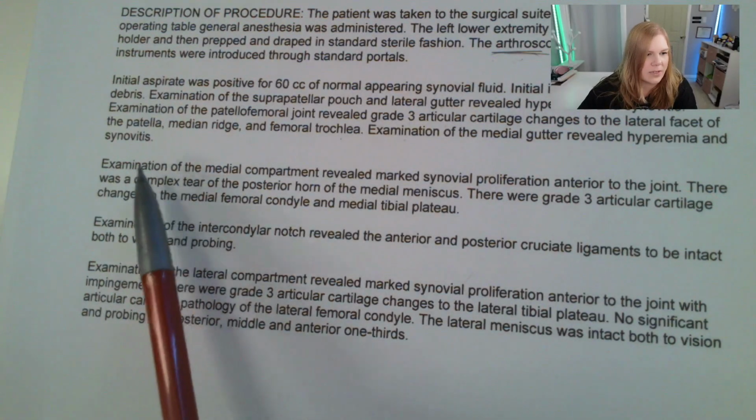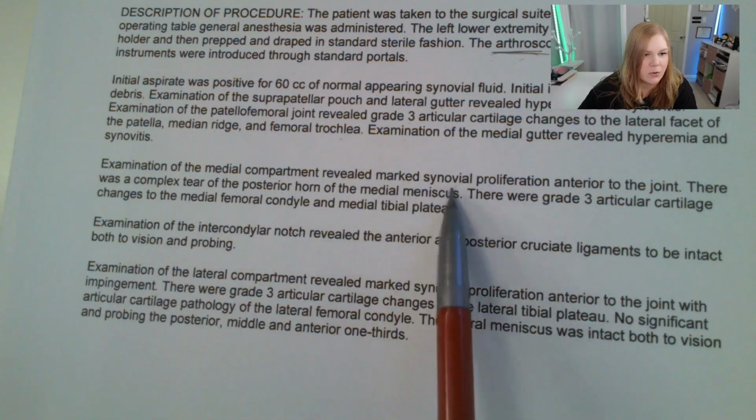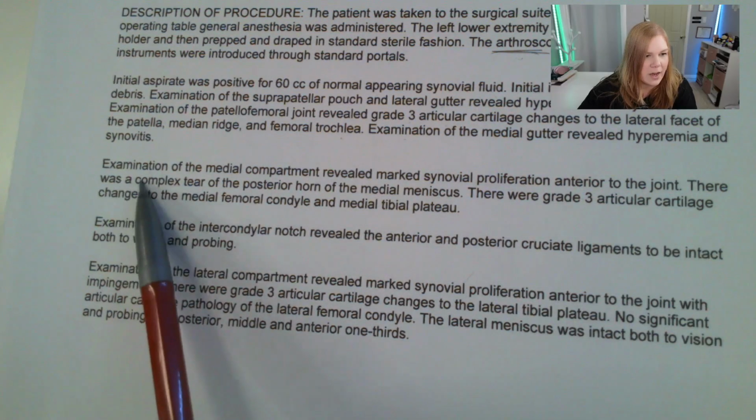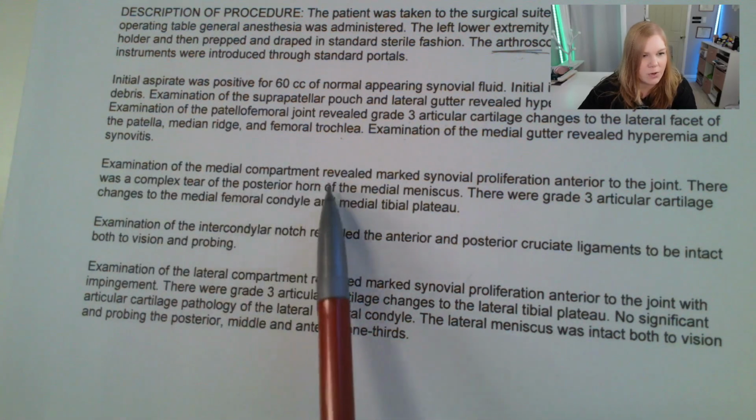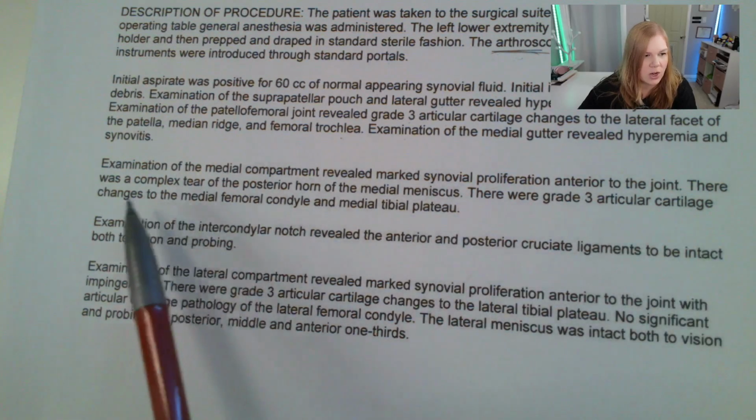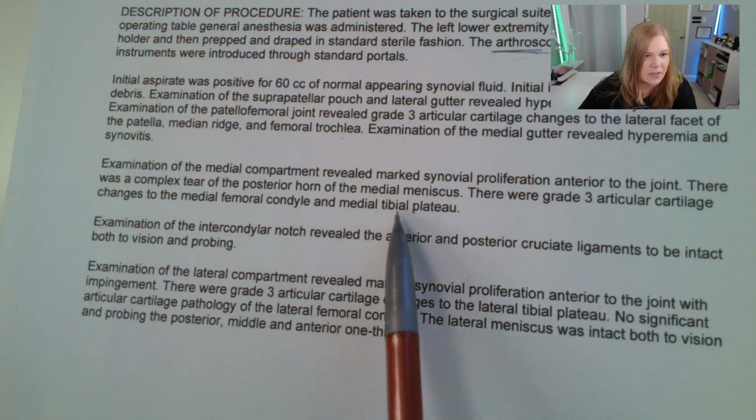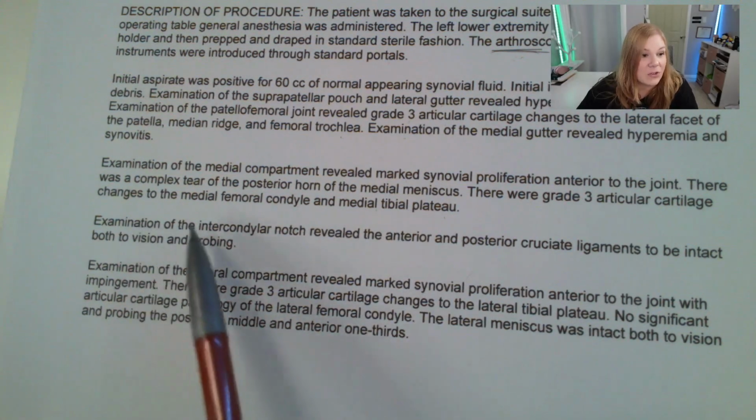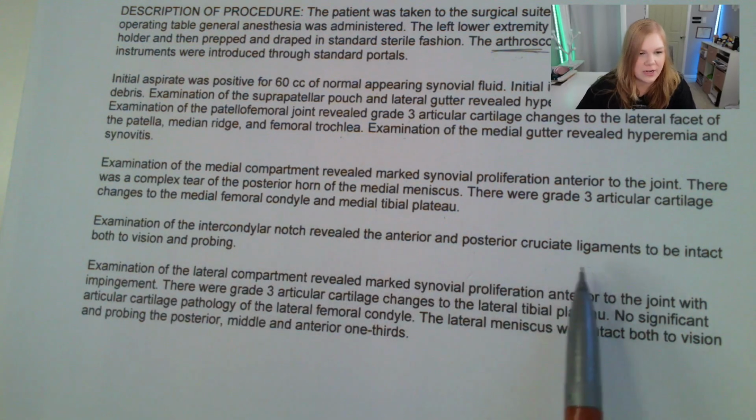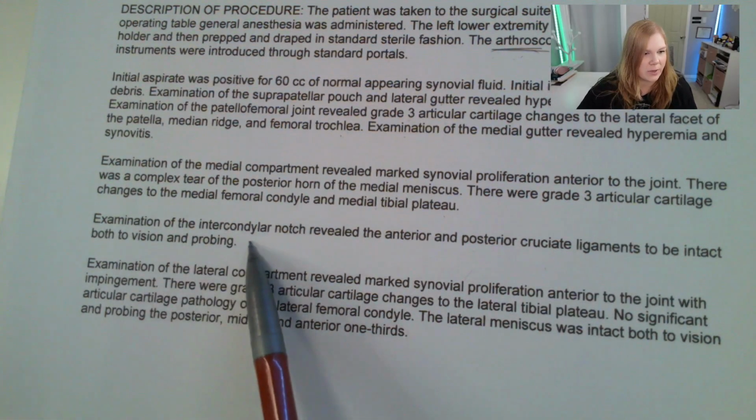Now it looks like more examination description. Examination of the medial compartment revealed marked synovial proliferation anterior to the joint. There was a complex tear of the posterior horn of the medial meniscus. There were grade 3 articular cartilage changes to the medial femoral condyle and medial tibial plateau. Examination of the intercondylar notch revealed the anterior and posterior cruciate ligaments to be intact, both to vision and probing.